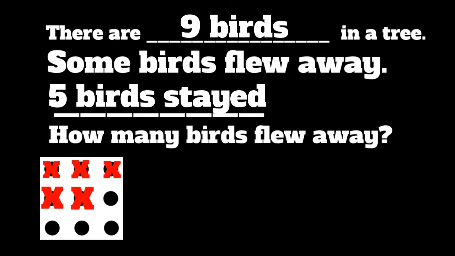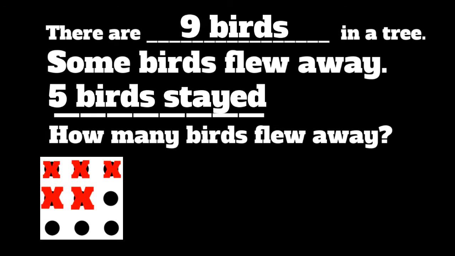So I'm looking at my drawing and I see that there's 4 dots that don't have an X over them. Remember, the X is over the birds that stayed. So the 4 dots that don't have an X must be the birds that flew away. So how many birds flew away? The answer is 4. So let's see if we can represent this number story with an equation.